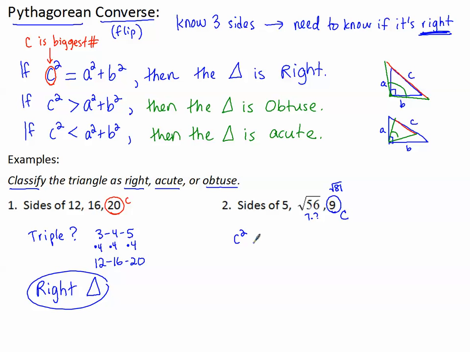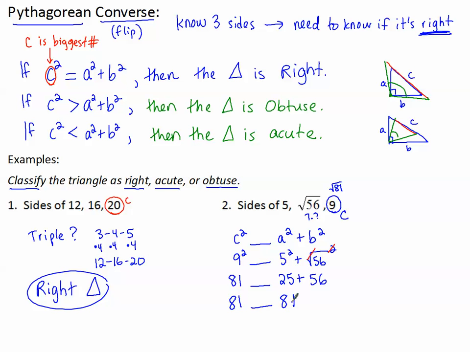So c squared, leave a blank, compared to a squared plus b squared. 9 squared, leave a blank, 5 squared plus square root of 56 squared. 81 compared to 25 plus, remember when we square a square root, they cancel out, and it's just that number. 81 compared to 81, that makes equals, therefore, right triangle.